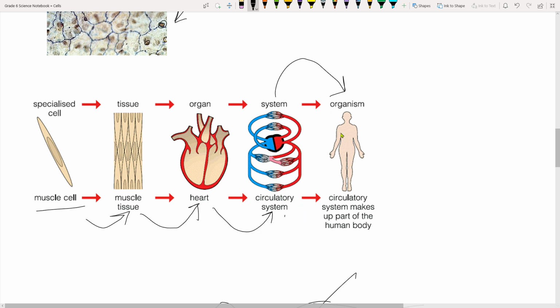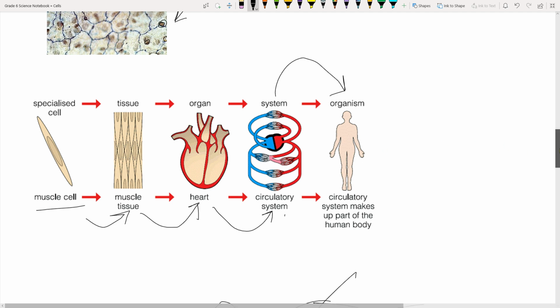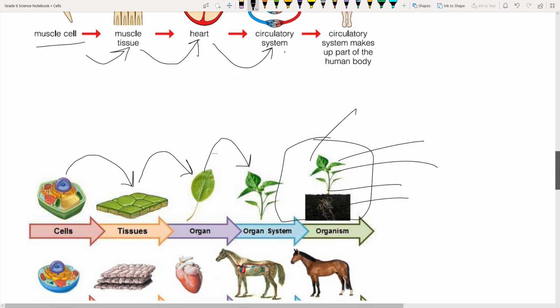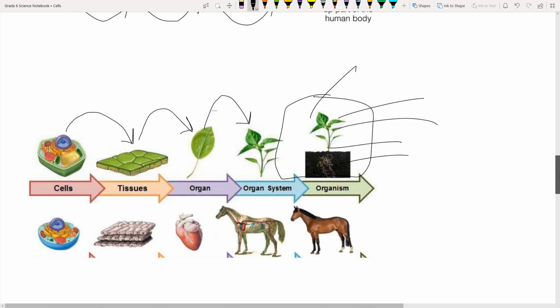When all these systems join together, they form the organism, which is the human in this case, right? The similar is in the case of the plants, that you see plant cells forming tissues, forming an organ, and we have a system of organ, you call it a branch, right? And then the branches along with the roots and the stem join together to form the organism, which we call as a complete plant, right?